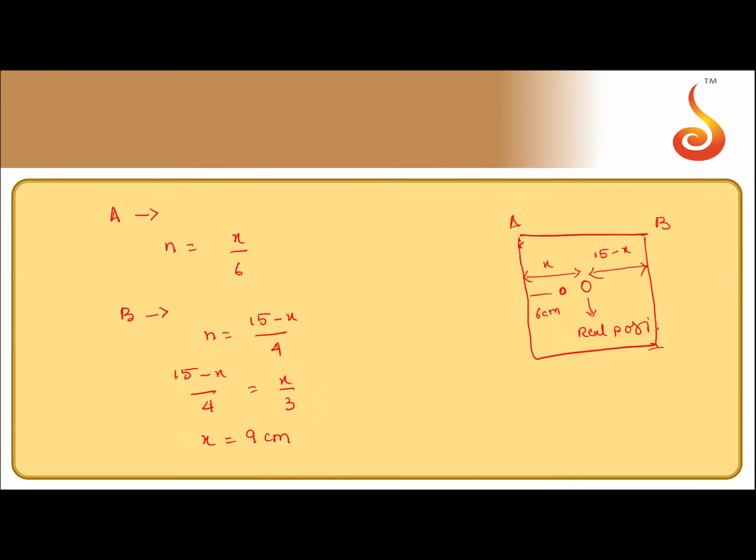Now the refractive index n is basically nothing but x by 6, that is 9 by 6, and we get this as 1.5. This is the answer.